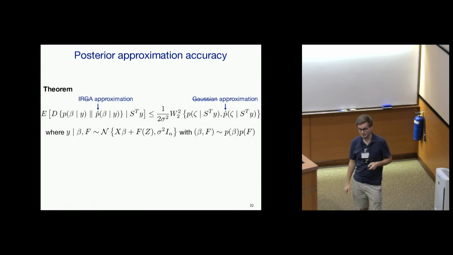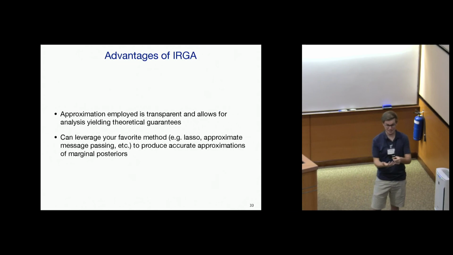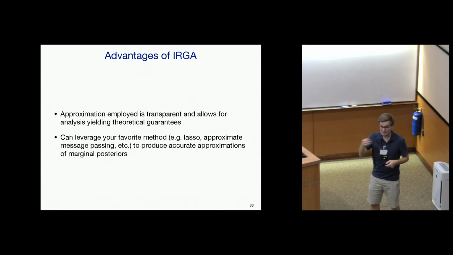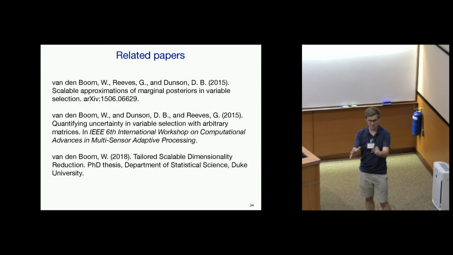So this concludes what I want to talk about. I have this IGA method that does a reasonably transparent approximation, which allows for a bit of theoretical analysis and might give you more insight into what the approximation is doing compared to, say, a method like expectation propagation or variational Bayes. But it's also maybe less generalizable because it's more specific to this problem. It definitely has downsides as well.